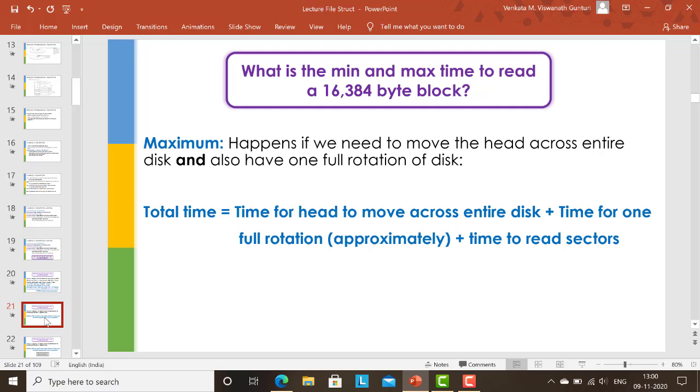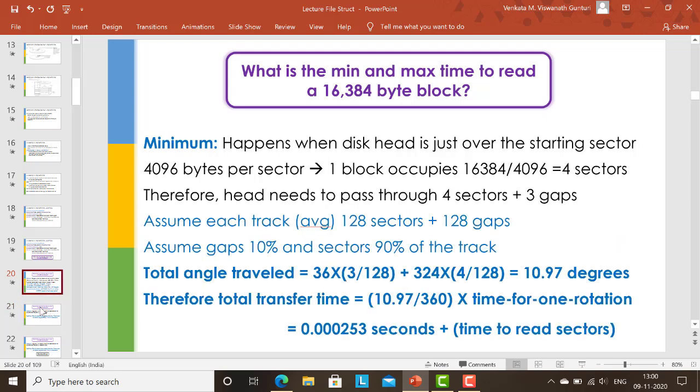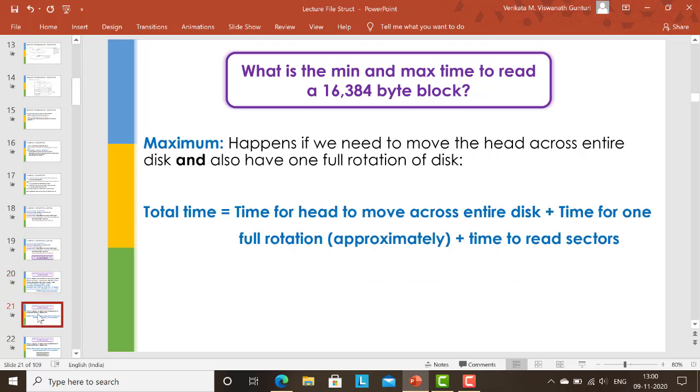And what is the maximum time? In the maximum time, or in the worst case, what may happen is that you have to move your disk head across the entire disk. That means your disk head was in the last cylinder, and then you had to read from the first cylinder, right? So it had to move the entire disk, and also you may have to do pretty much a full rotation, right?